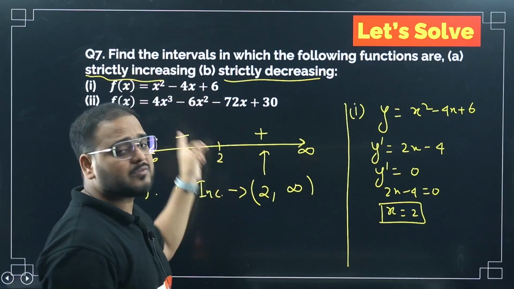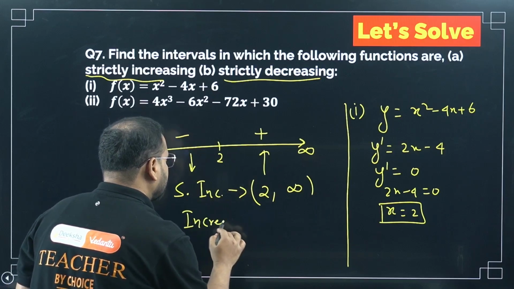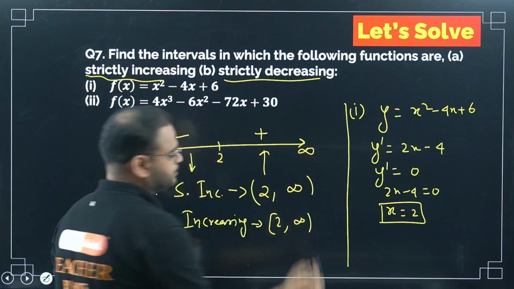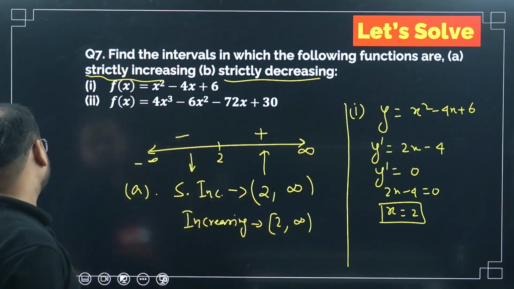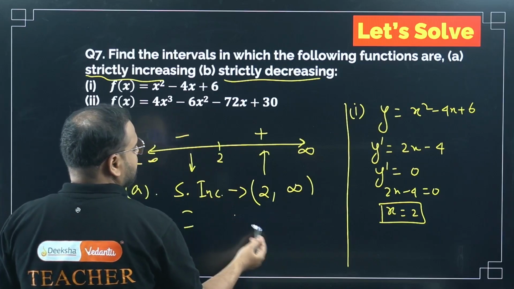Because what is my answer? Strictly increasing. If the question was only increasing, understand this, only increasing, then I'll write it as 2 closed with infinity. But they are asking strictly increasing. So I will have to write it as open only. Let me erase this, it is not the answer. I just wanted to show you.